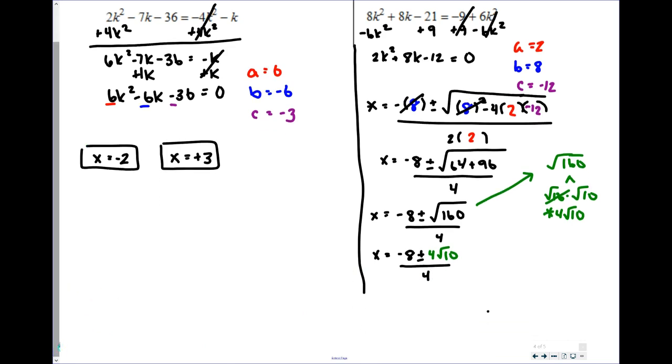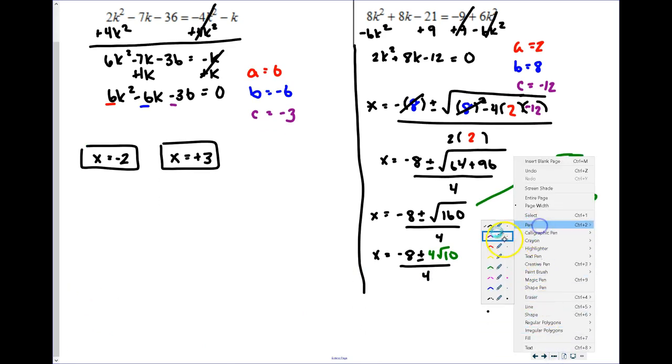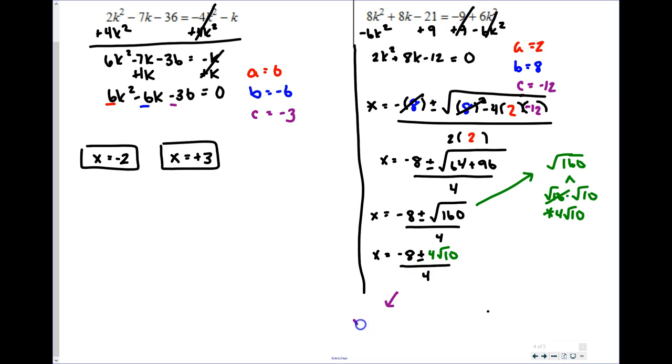Okay? Now I'm going to get those two separate answers. Now I'm going to bring this out. X equals negative 8 plus 4 square root of 10 over 4. And x equals negative 8 minus 4 square root 10 over 4.